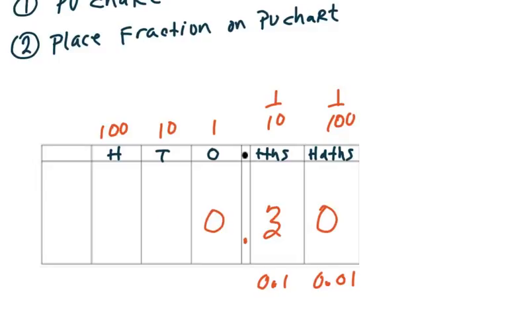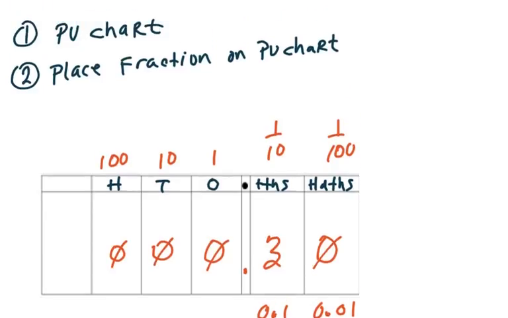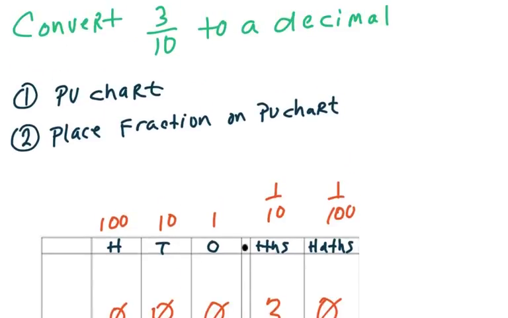And you can put your zeros there just to make sure you have filled in space. So that's pretty much it. That's all you have to do. A place value chart, put it on there in appropriate place value, and go from there.